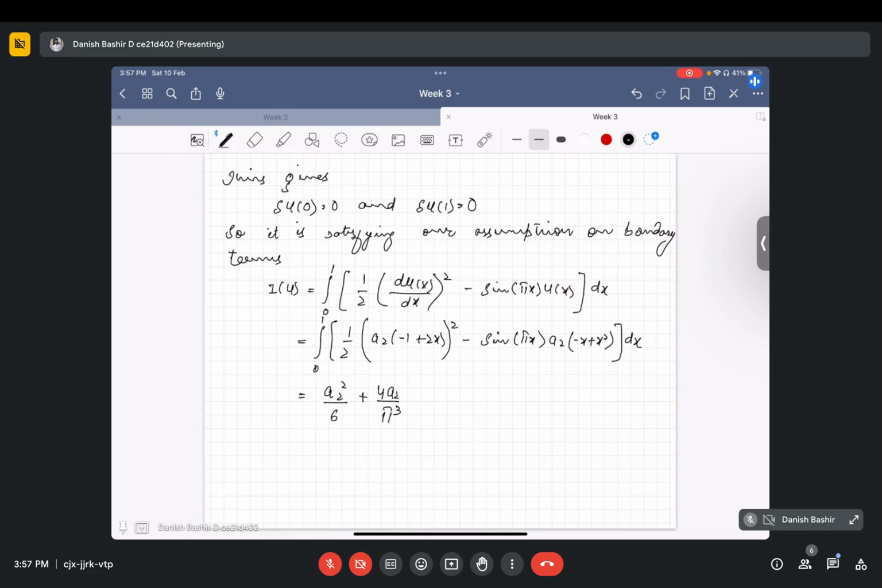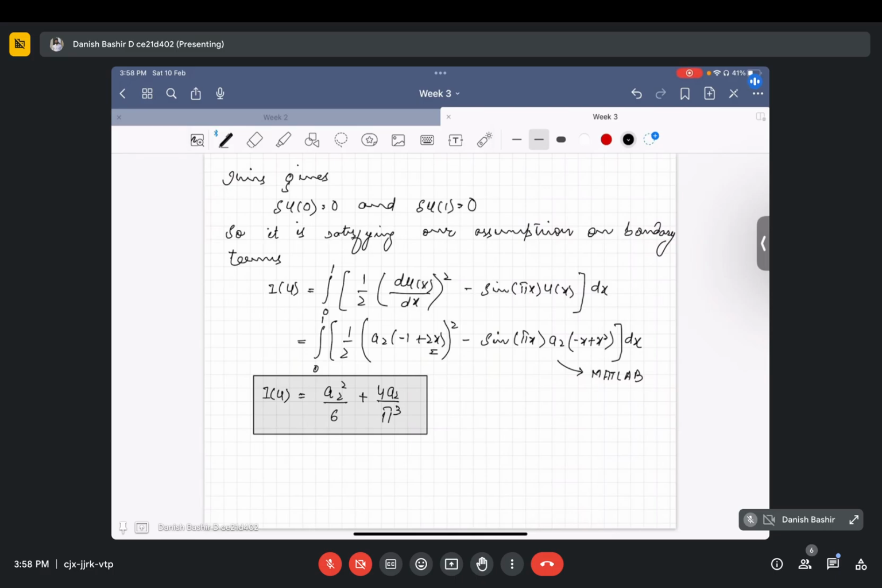I'm not solving this whole integral because it's only a function of x and you have to put x equals 0 and x equals 1. You can solve these complex integrals in MATLAB, Mathematica, or any other software. So you can see to what simpler degree this functional has been reduced. Now we have to minimize this functional to get the value of a2.